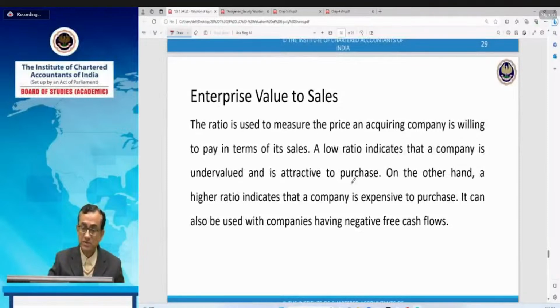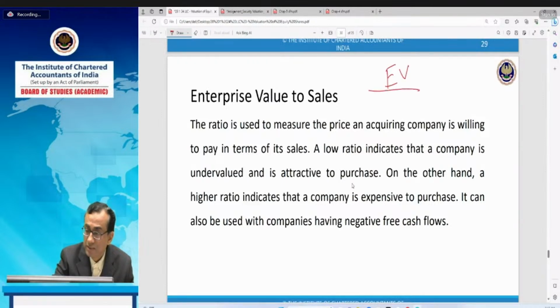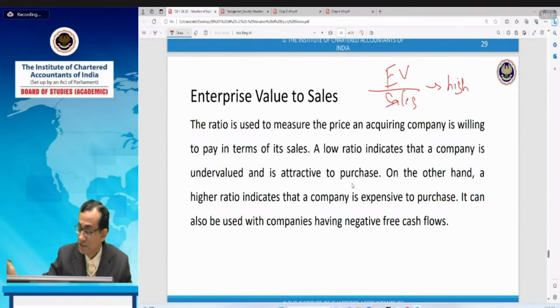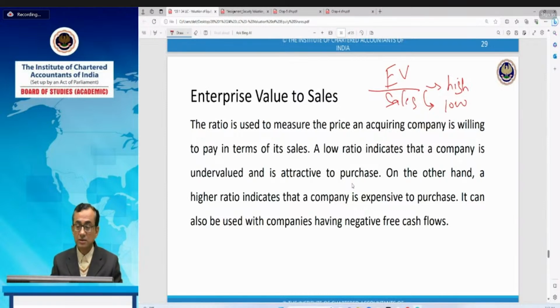Now come to enterprise value to sales. Enterprise value to sales is also a method to judge whether a company is undervalued or overvalued. So if enterprise value, I will denote it by EV, enterprise value upon sales, the ratio is high, it indicates that the company is overvalued, the company is costly, and it is costly to acquire such a company. And if the EV by sales ratio is low, then it can be considered that the company is undervalued and it is cheaper to buy such companies.